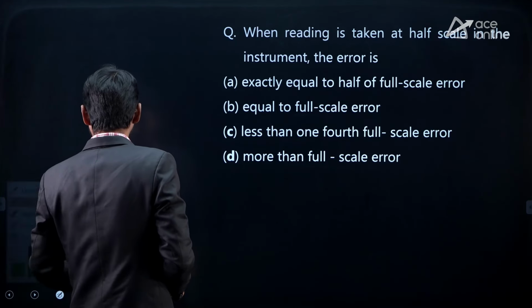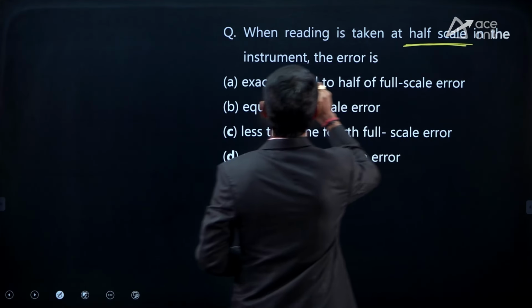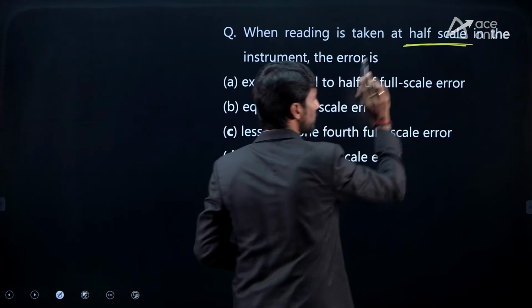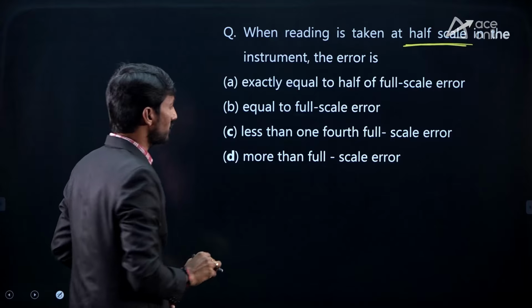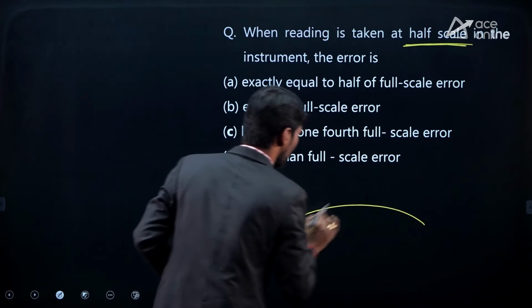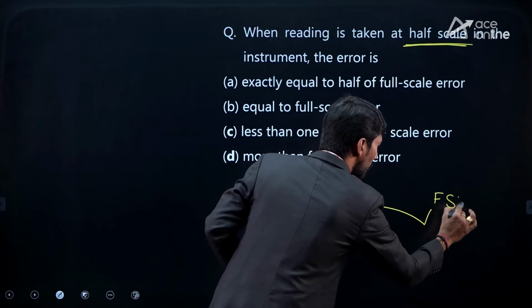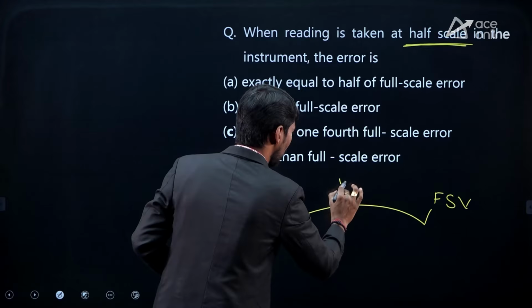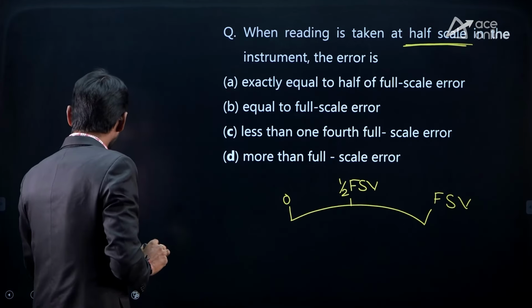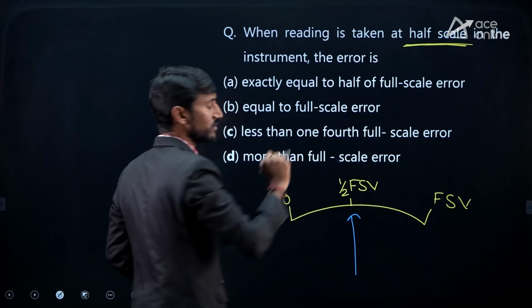When a reading is taken at half scale in the instrument, the error is dash. Reading is taken at half scale. So before seeing the options, let's draw the corresponding picture. This is 0, this is the full scale value. Assume this is the half of the full scale value. Now, where are they taking the reading? At half scale.